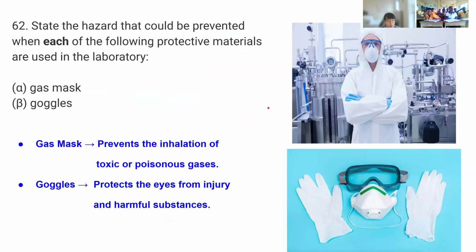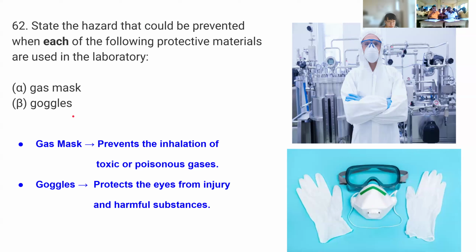And now we are almost done with these chemistry slides, but in the last couple slides, let's quickly learn about some protective materials. So this question asks us to state the hazard that could be prevented when each of the following protective materials are used in the laboratory. So for gas masks, it prevents the inhalation of toxic or poisonous gases. This is an example of a gas mask here. Prevents toxic or poisonous gases from being inhaled.